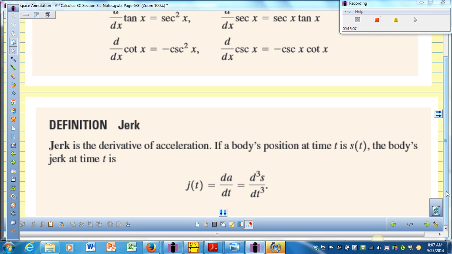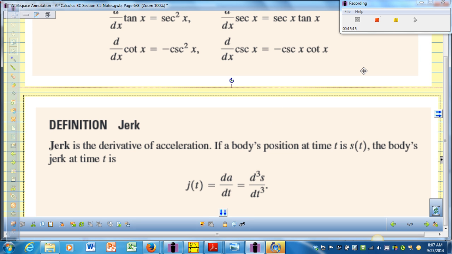All right, so you may be asked about that in some of the problems in the homework. There we go, that's better. Okay. So let's see what else we have.